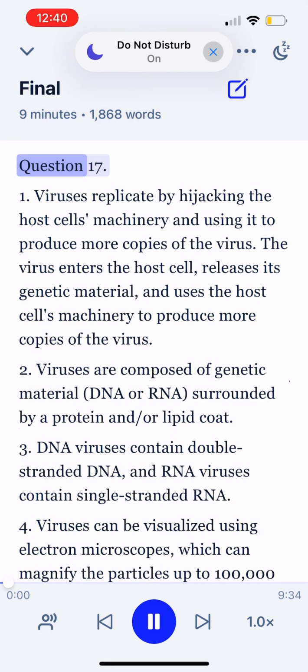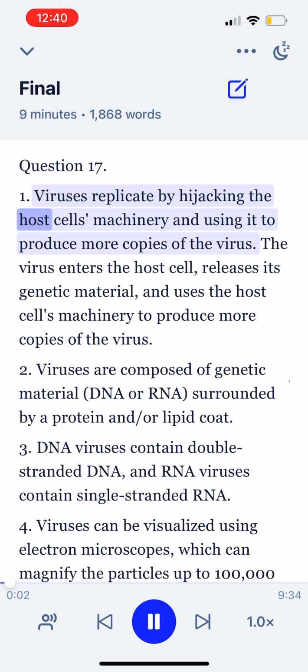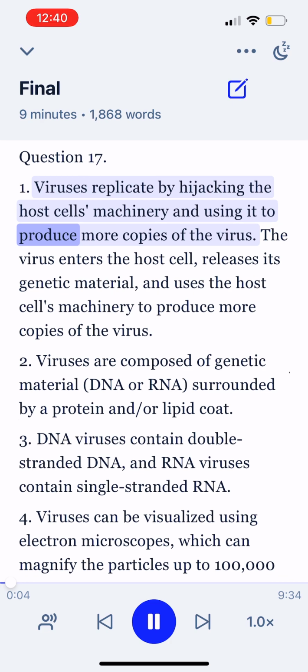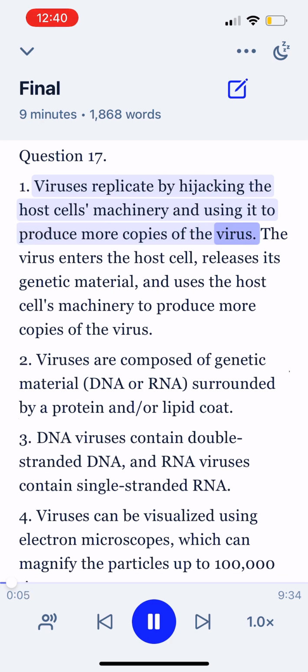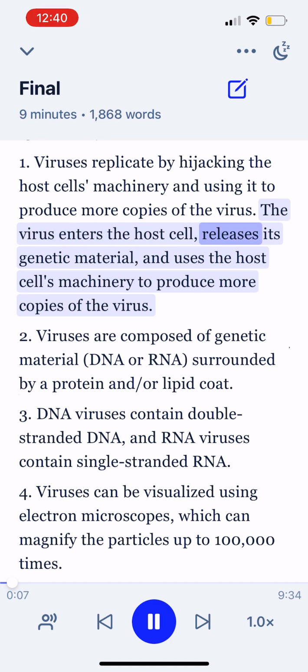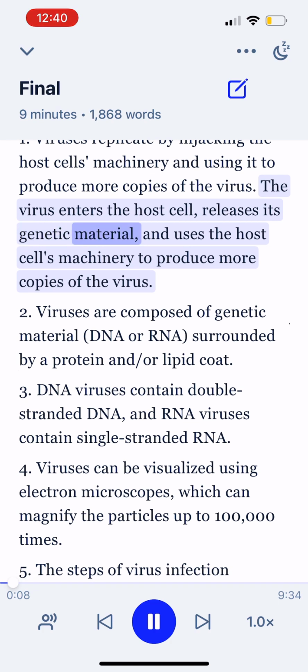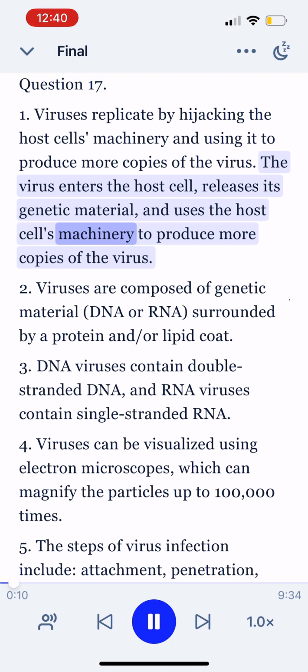Final. Question 17. 1. Viruses replicate by hijacking the host cell's machinery and using it to produce more copies of the virus. The virus enters the host cell, releases its genetic material, and uses the host cell's machinery to produce more copies of the virus too.